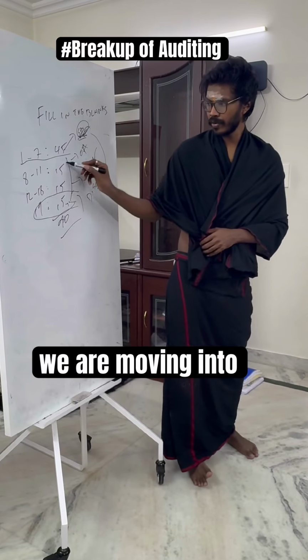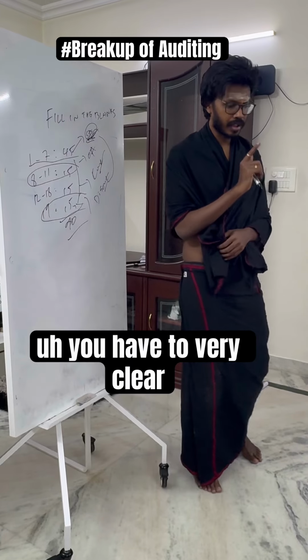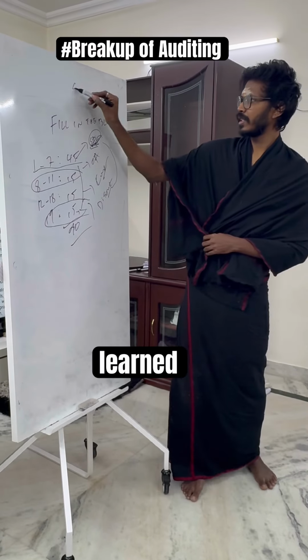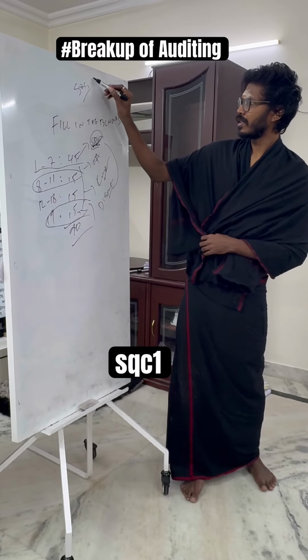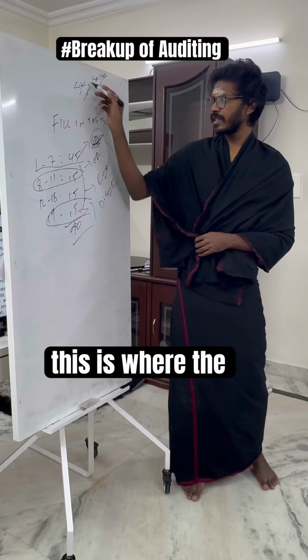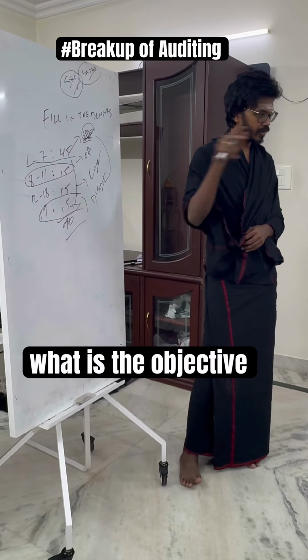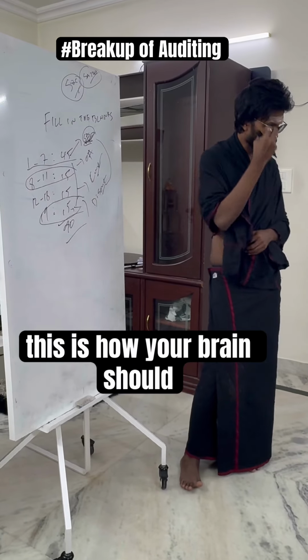Now today we are moving into this. For you to understand this, first you have to be very clear. Yesterday you learned SQC1 and SA220, right? This is where the mapping works. What is SQC1? What is SA220? What is the objective? We did one flow diagram. This is how your brain should evolve.